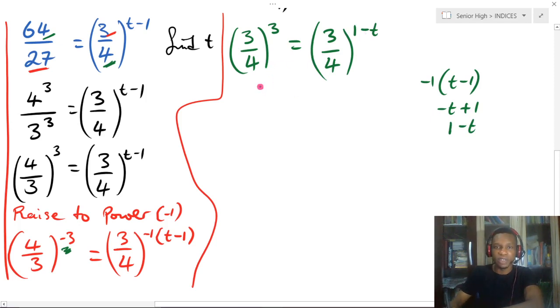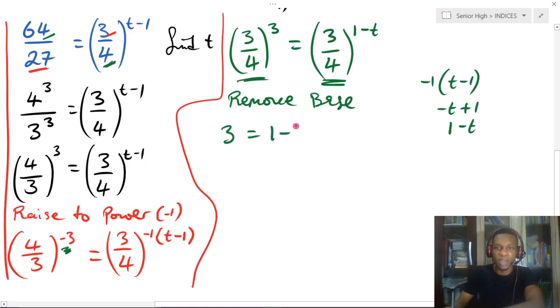So now we continue. Look at it now, the bases are alike. Because they are alike, I can now remove the bases. So now I can remove my base and I'm back. 3 is equal to 1 minus t, and I can solve for my t. The 1 can come over here, and I have 3 minus 1 is equal to minus t. 3 minus 1 is what?